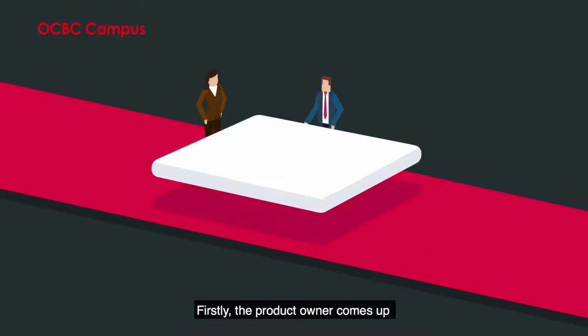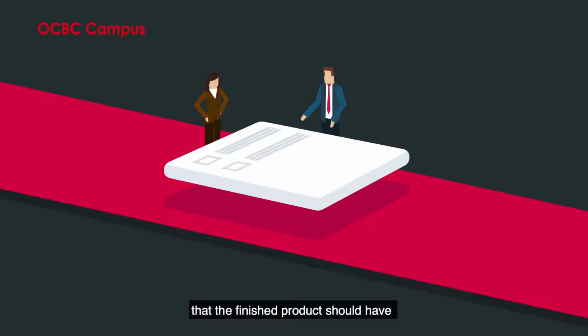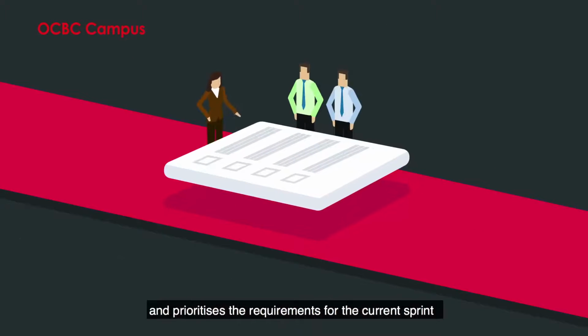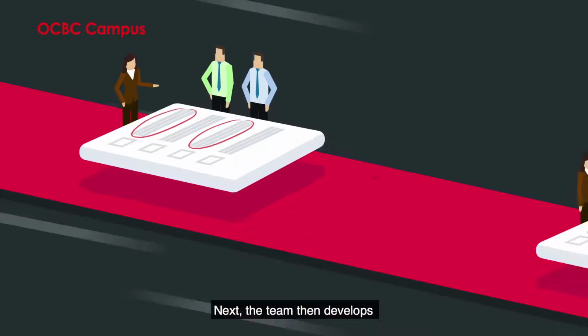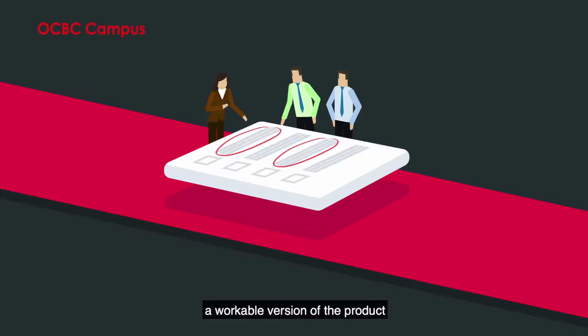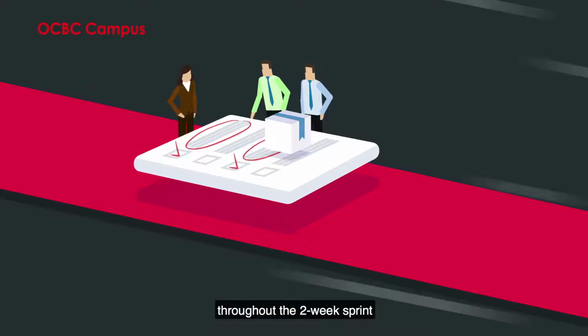Firstly, the product owner comes up with a list of requirements that the finished product should have. The Scrum Master then compiles the list and prioritizes the requirements for the current sprint. Next, the team then develops a workable version of the product based on the prioritized requirements. The work progress is further managed through the daily Scrum meetings throughout the 2-week sprint.